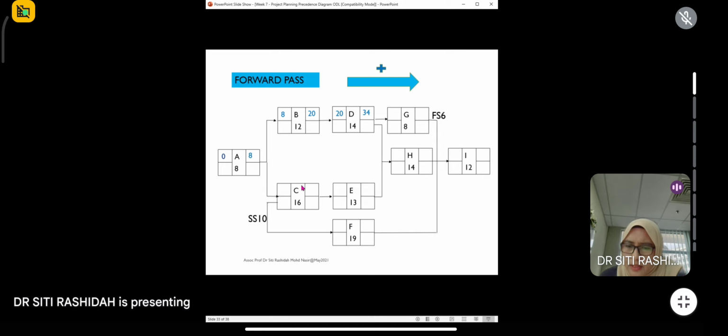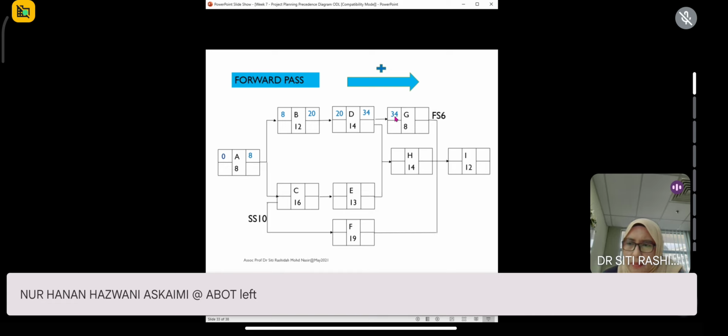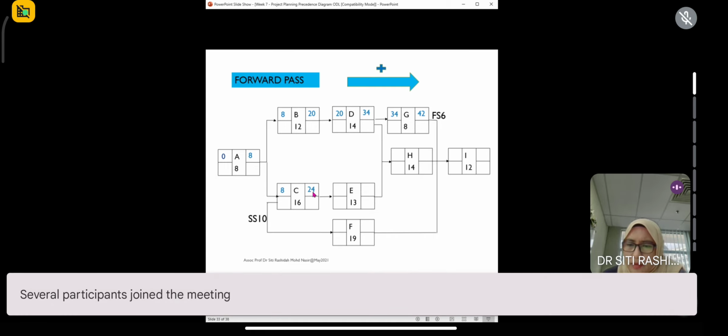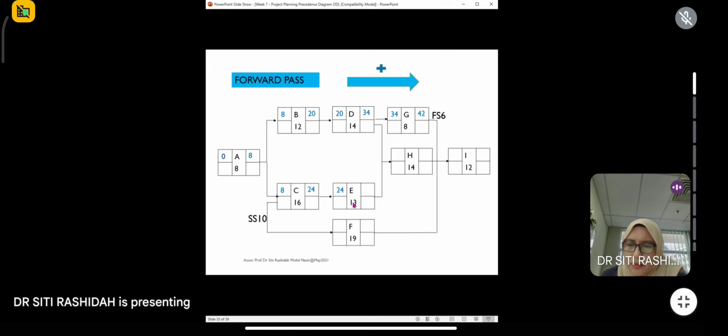Jadi, you kena finish this one first. Okay, so 8 ni you transfer, saya tetap letak 34, sorry 34 campur 8 is 42. Okay, let's start with this one. So 8, okay, 8 campur 16 is 24. So you transfer dekat sini 24 campur 13 is 37.